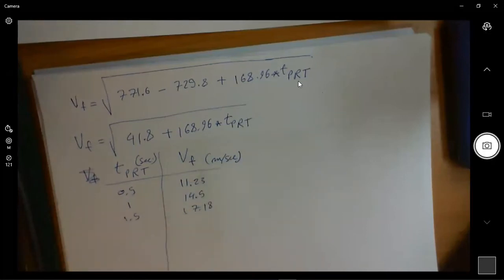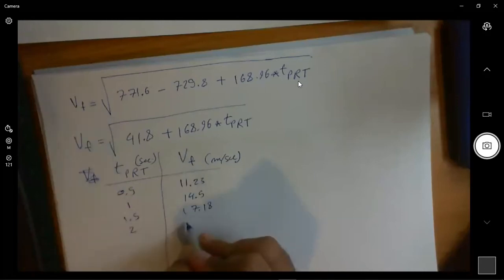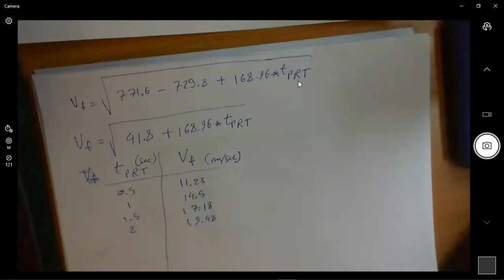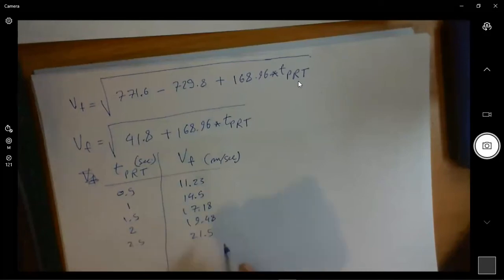If it's 2.0, this will be 19.48. At 2.5, this will be 21.5. By the way, if we multiply it by 3.6, we convert it back to kilometers per hour. Let's put it straightforward at 5 seconds, 5.0.